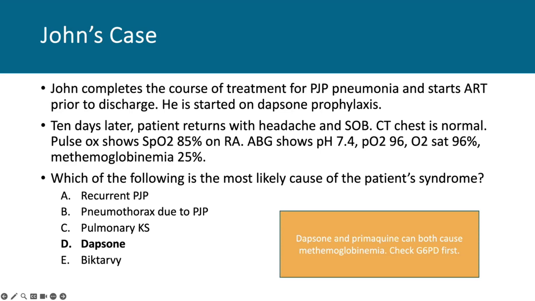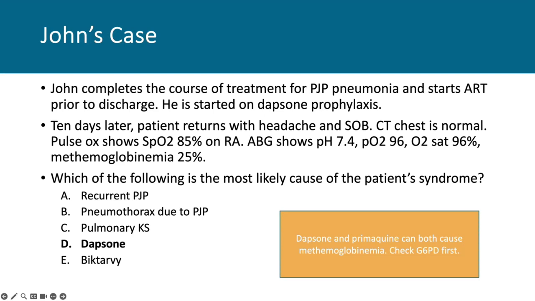Remember this one, because the probability of something like this being on the boards is extremely high. I think every time I've taken the boards, it's been on it. It's like an IM board question even. It's not necessarily ID specific, but obviously our drugs can cause this. The Step exams and IM boards love G6PD questions. They really do.